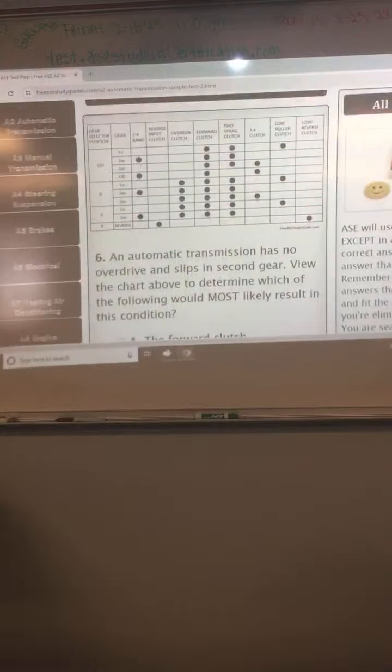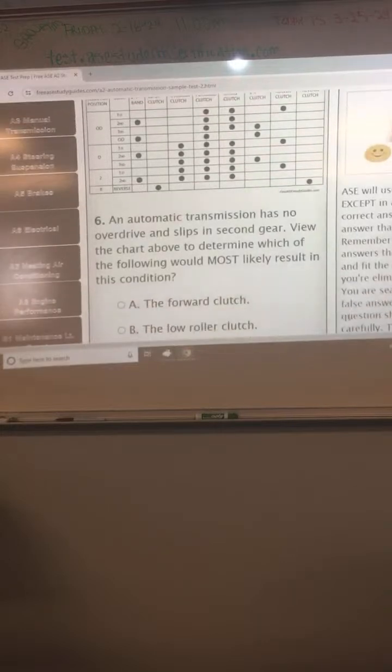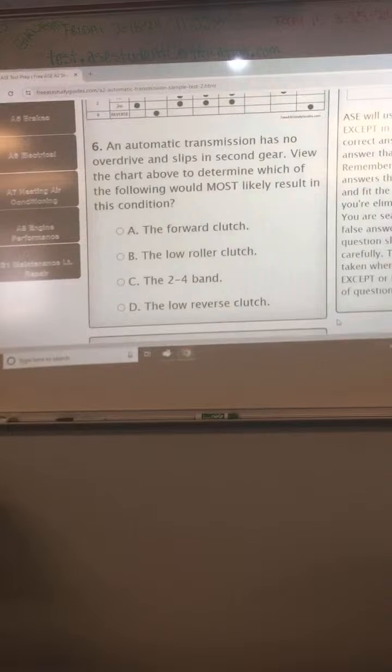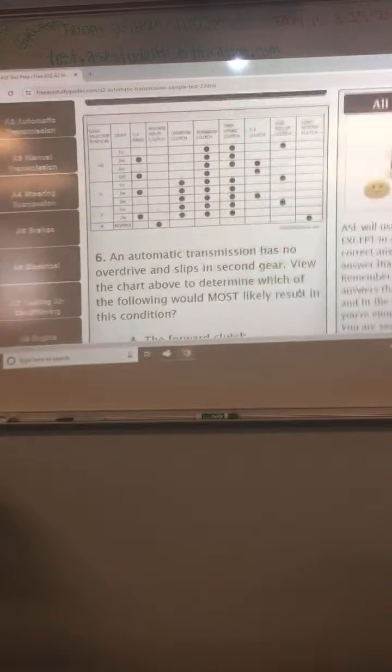Hopefully you won't get too many of these. These are kind of confusing. Automatic transmission has no overdrive, slips in second. View the chart above to determine the most likely cause of this condition. These are your choices.